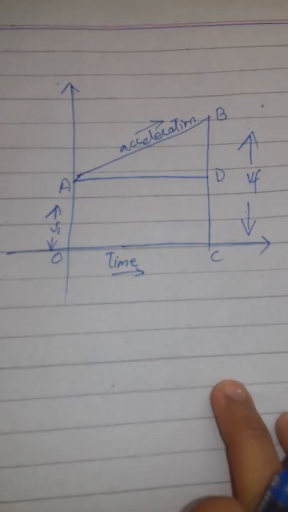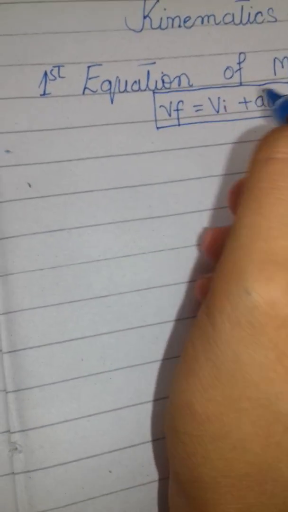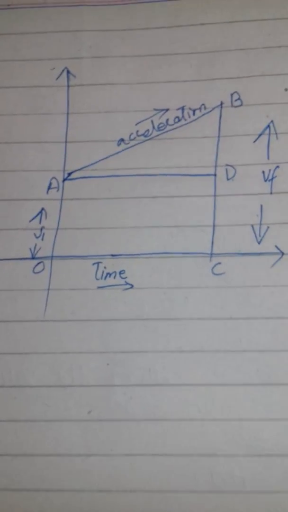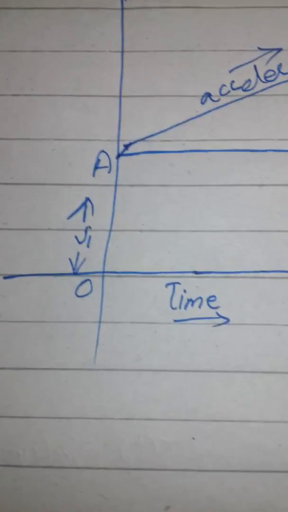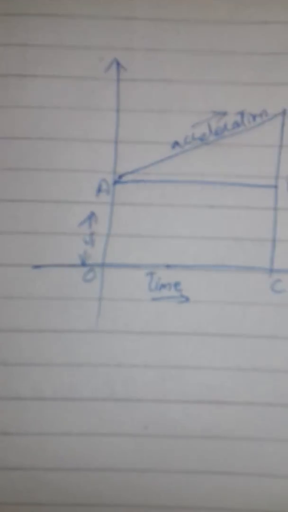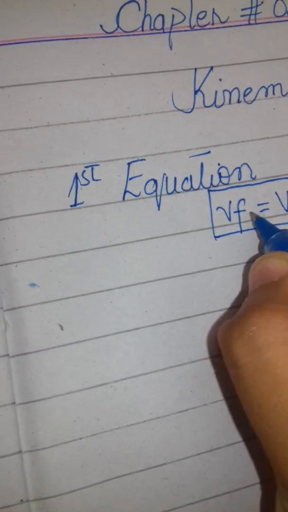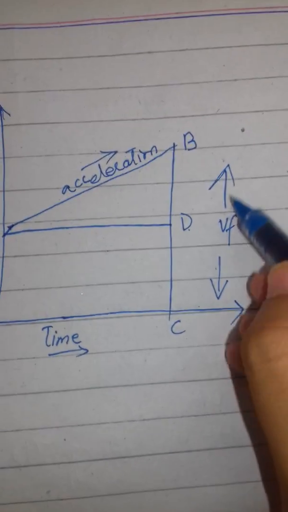So this is all I'm going to do with this graph. I'm just going to solve this equation of motion. Firstly, you can see this graph clearly. First of all, I'm going to find the Vf. So for Vf, I'm going to take B and C.